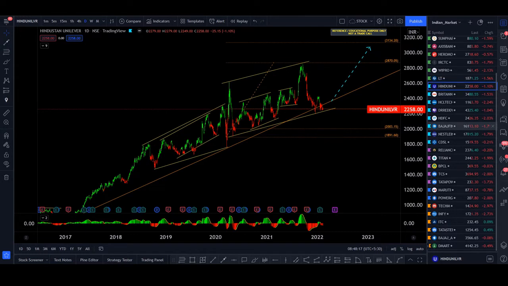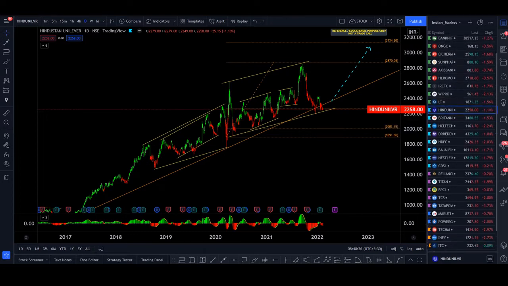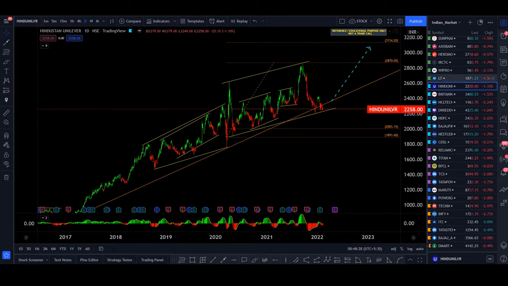In this video, we are going to talk about weekly stock analysis. As we have already discussed the stocks which we are already in trade in another video, we will look into the other stocks. So let's look at the Hindustan Lever.